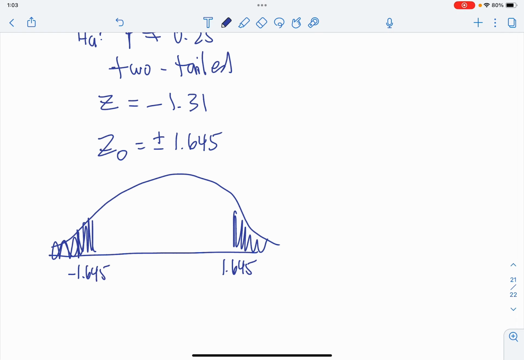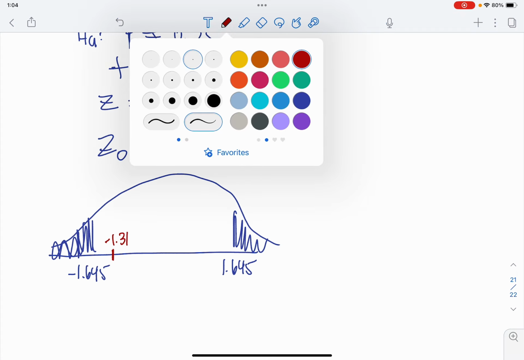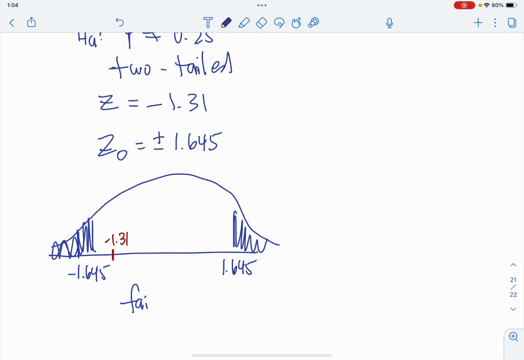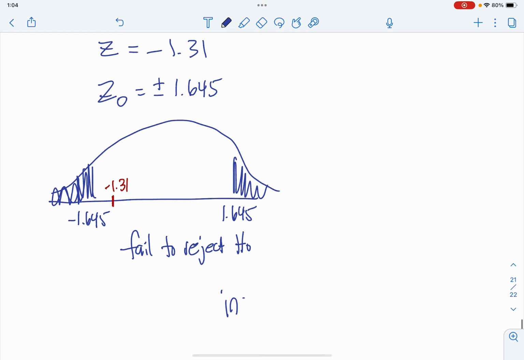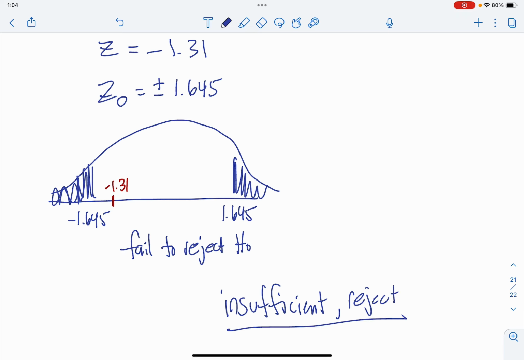And then now where is the negative 1.31? So that looks like a little short. Like negative 1.31 would be something like there, right? So this would be a fail to reject. If it's not in there, that's it. And then same conclusion. Let's see, H0 is the claim, so that's a reject. Fail to reject, insufficient. So insufficient to reject. There's insufficient evidence to reject the claim. And there you have it.